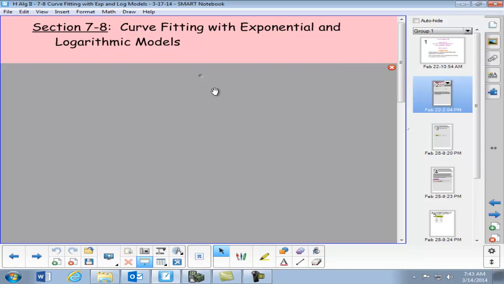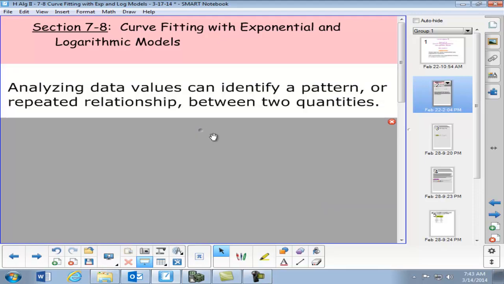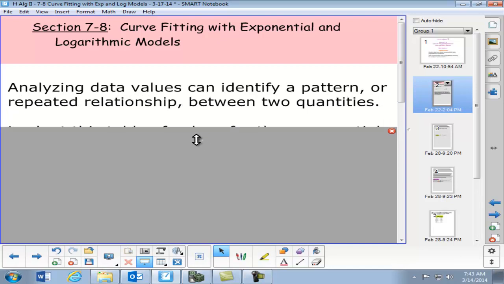Alrighty. Well, we're going to be doing section 7-8, which is curve fitting with exponential and logarithmic models. We have done this exact same thing, curve fitting, with linear, quadratic, cubic, and quartic models, but we have not done it with exponential and logarithmic. But the process is very, very, very similar. It says analyzing data values can identify a pattern or repeating relationship between two quantities.